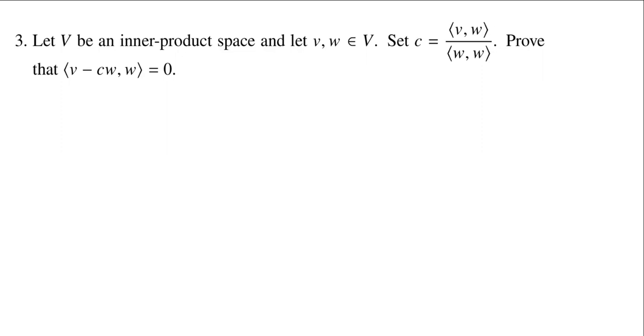We have an inner product space V and two elements V and W in that vector space. We're going to set C equal to the ratio of the inner product of V with W with the inner product of W with itself. We want to prove that the inner product of V minus CW with W is equal to 0, meaning that V minus CW and W are orthogonal.